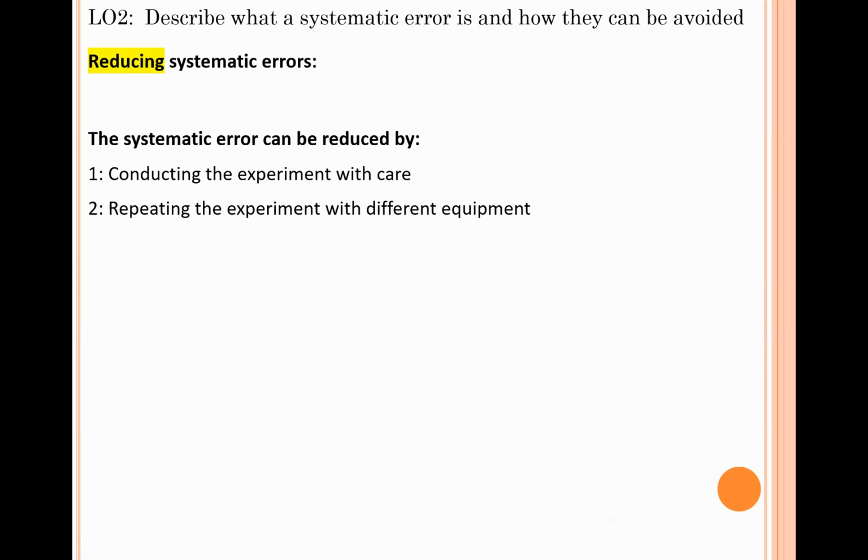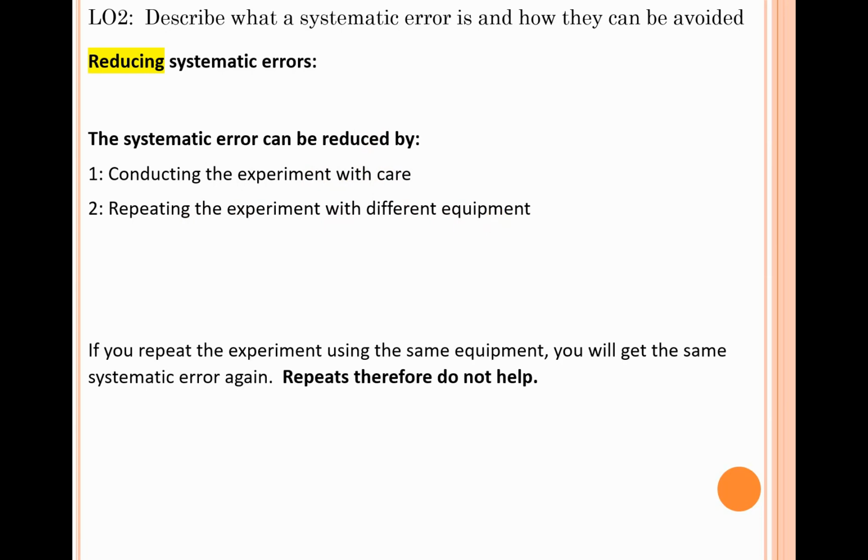Now, in summary, to reduce systematic errors across the board, we should conduct the experiment with care. Make sure you check that there are no zero errors, and make sure again to avoid those parallax errors. You could also repeat the experiment with different equipment to try and minimize the impact of those systematic errors. Now, regardless of how many times you repeat the experiment, that will not reduce or eliminate those systematic errors.